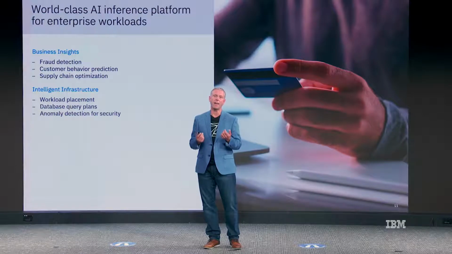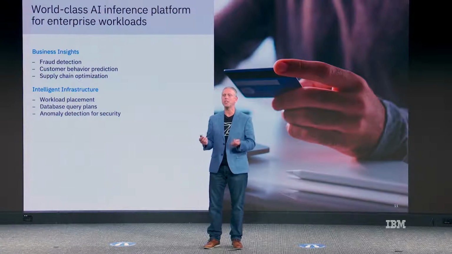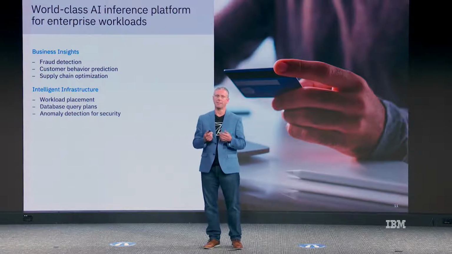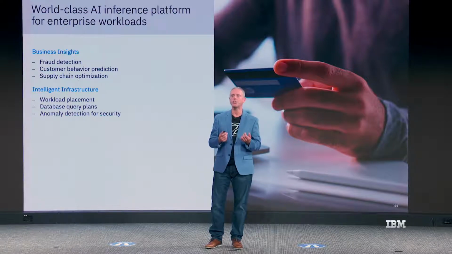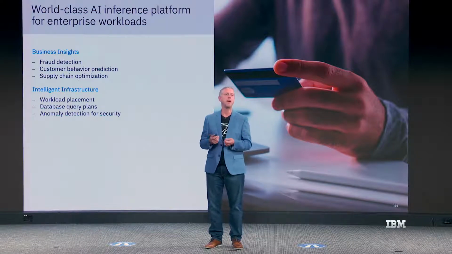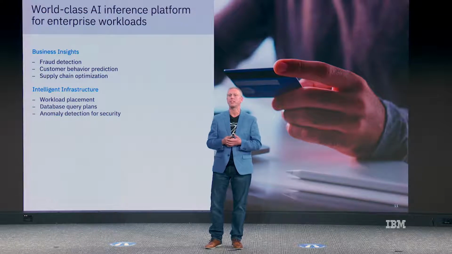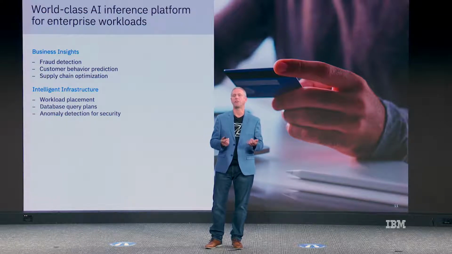Examples include fraud detection on credit cards, customer behavior prediction, or supply chain optimization. The second category I would label as intelligent infrastructure, where AI algorithms are used to make the machine more efficient. Examples include intelligent workload placement in an operating system, database query plan optimization, or anomaly detection for security.